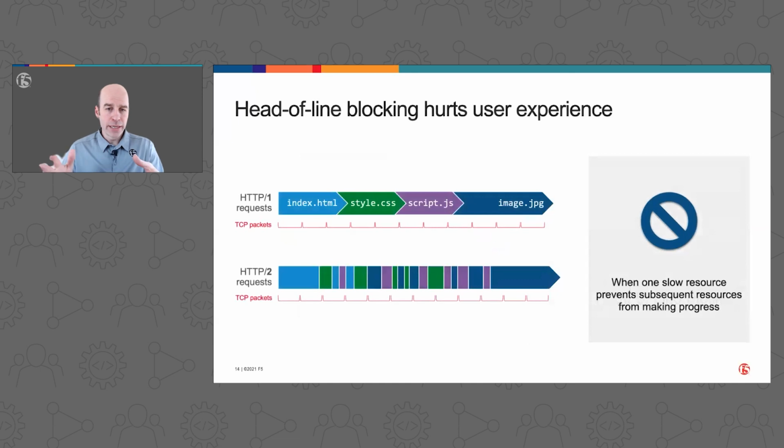So head of line blocking essentially is, we've got one slow resource which prevents subsequent resources from making progress. And we've got our HTTP1 example here, with our web page and our style sheets and our script and our image, and each of these get delivered back in sequence to the client over a dozen or so different packets in this example. When we look at this in HTTP2 terms, we're going to start getting that web page. We're going to notice it's got some additional resources and then start requesting those even before the full HTML content's been downloaded.